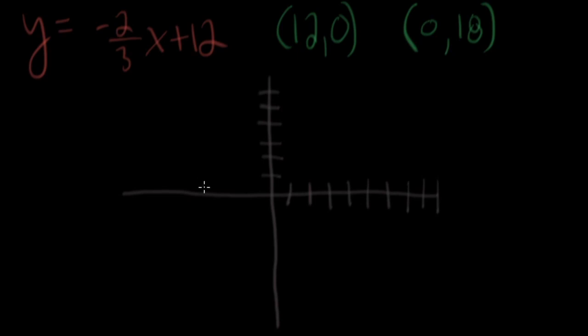12, 0. So 12, 0 is going to be way over here. And then 18, 0, 2, 4, 6, 8, 10, 12. So like that. And then 18 like this. You can draw your line like that. So you're going to go like that. And then you can see all the different possibilities.